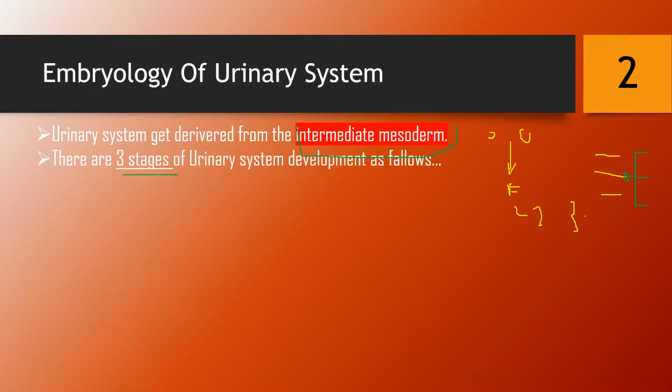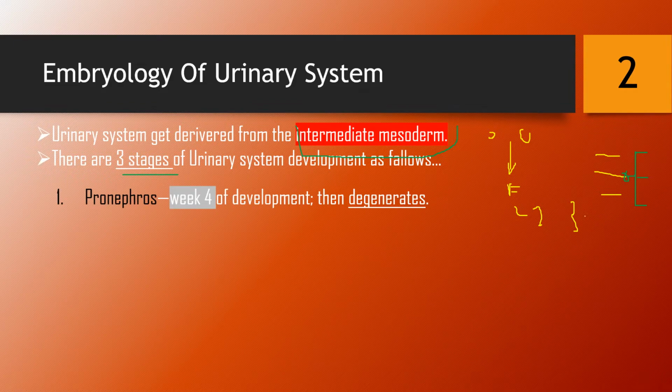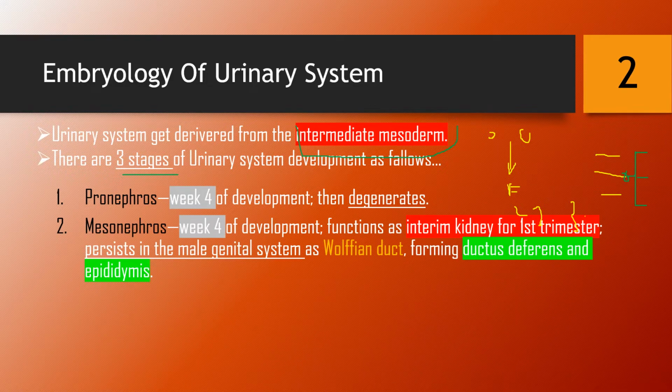There are three stages of urinary system development as follows. The first one is the pronephros, which develops at the 4th week of development, gets degenerated at the end of the 4th week, and is non-functional as well. The second stage is the mesonephros, which develops at the end of week 4 and functions as the interim kidney for the first trimester. Interim kidney means it works as a temporary kidney until the permanent kidney takes over.